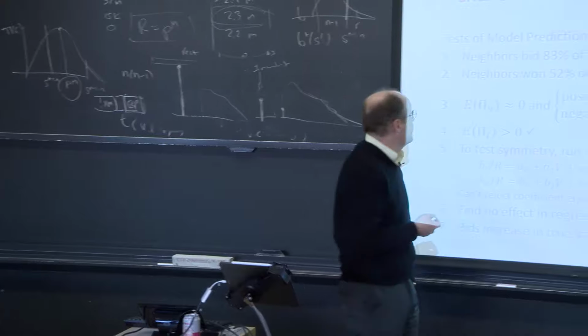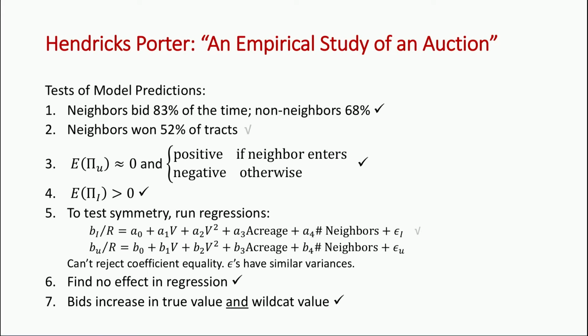Anyway, so then testing and predictions of the model, prediction one, that the neighbors are supposed to bid a much higher fraction of the time than the non-neighbors. That's borne out in the data. The neighbors are bidding 83%, the non-neighbors 68%. The incumbents are supposed to win more than half the time. They're winning 52% of the time. I don't know if that's such great confirmation.